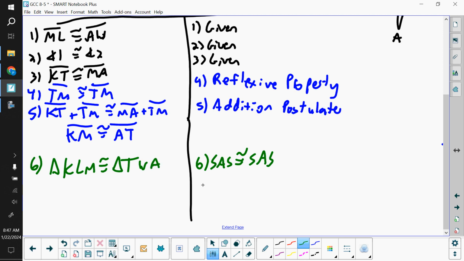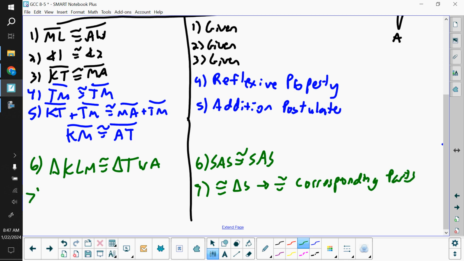And now we want to get a set of sides congruent that are in those triangles, an additional set. So we'll do our congruent triangles implies congruent corresponding parts. And that'll be KL congruent to TW.